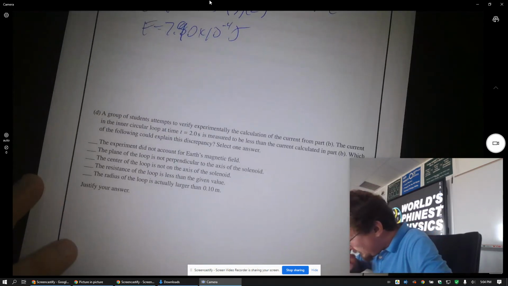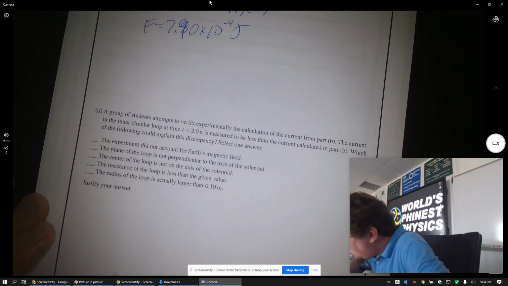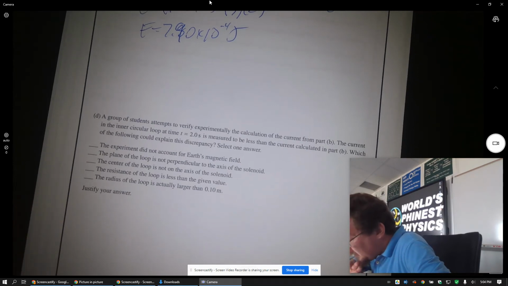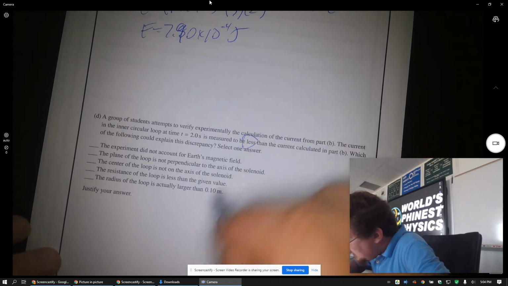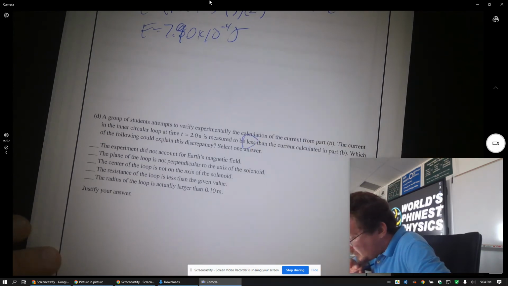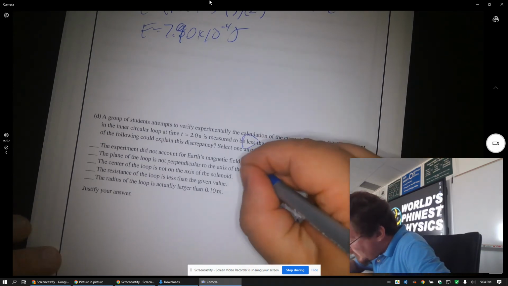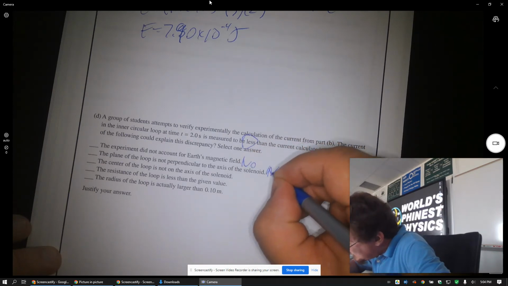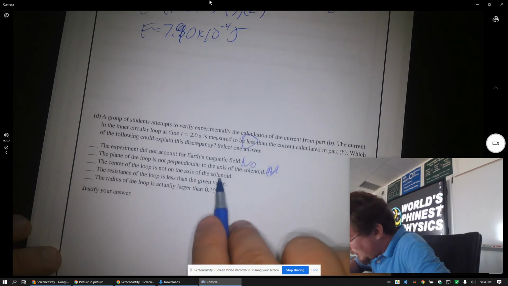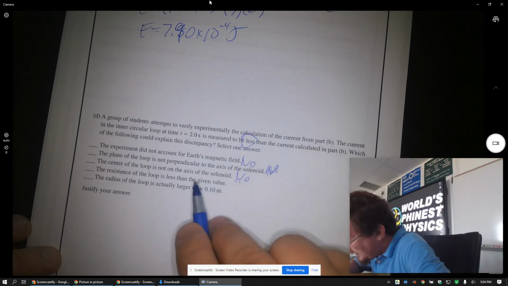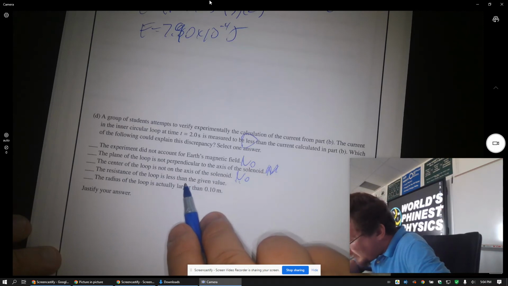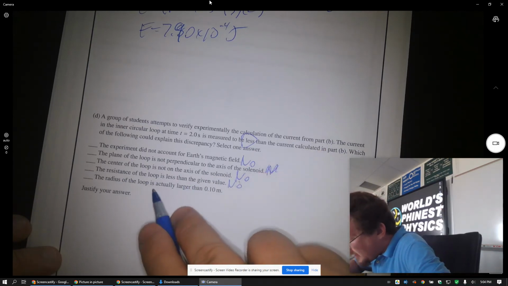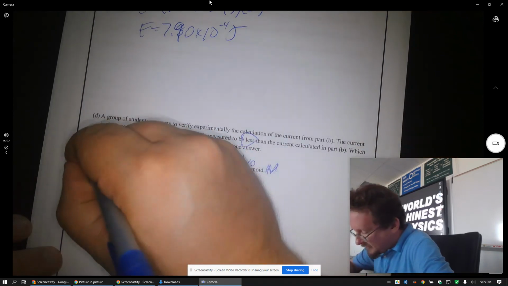A group of students attempts to verify the calculation of the current from part B. The current in the inner circular loop at time t equals 2 seconds is measured to be less than the current we thought it would be. Which of the following could explain this discrepancy? No, the Earth's magnetic field is constant. Actually, I might come back to that one because it does say less. The center of the loop is not on the axis of the solenoid? No, because the magnetic field inside a solenoid is basically uniform. The resistance of the loop is less? Nope, that would make more current. The radius is large? Nope. So yeah, this is actually that one right there.